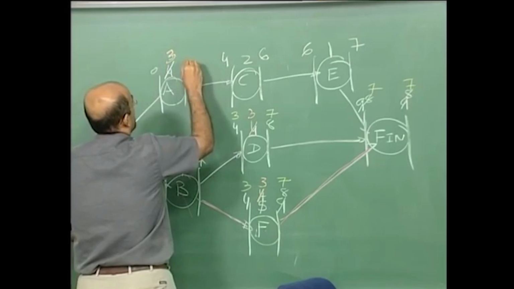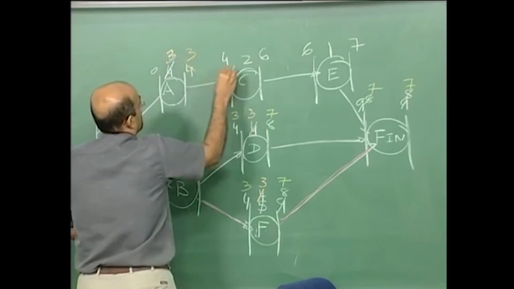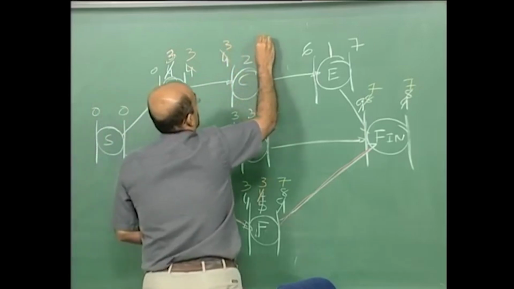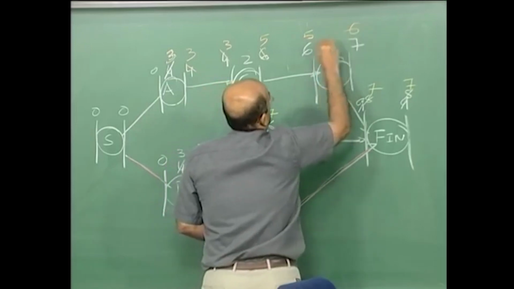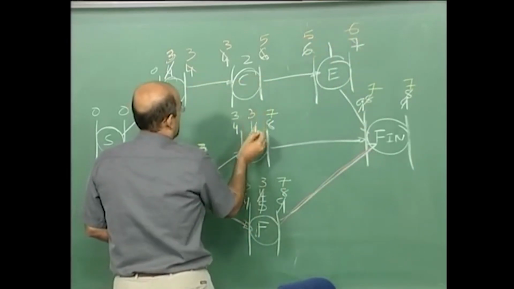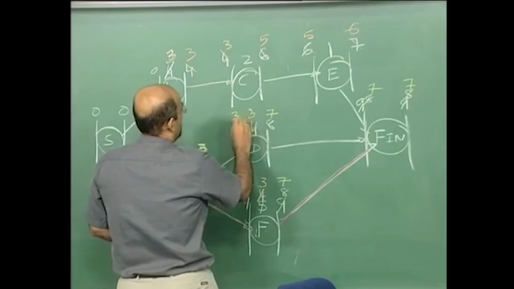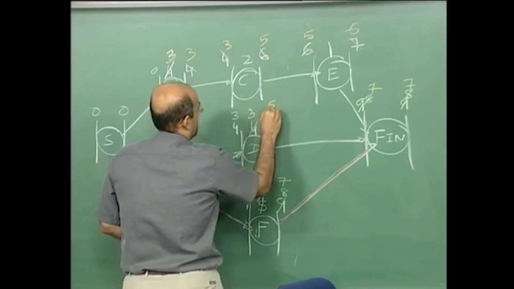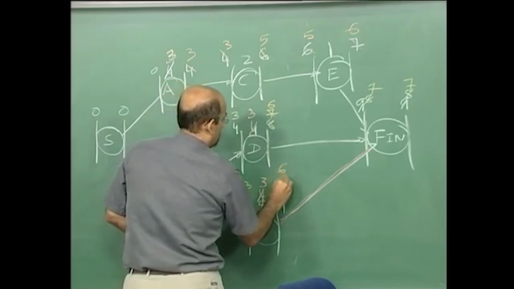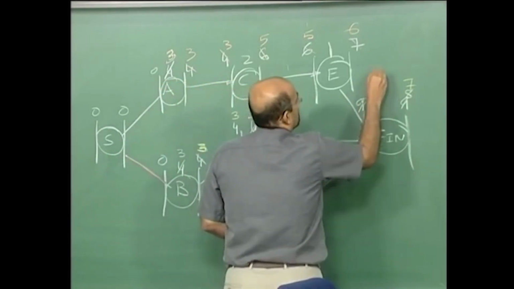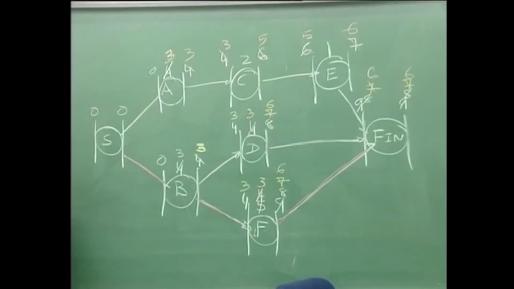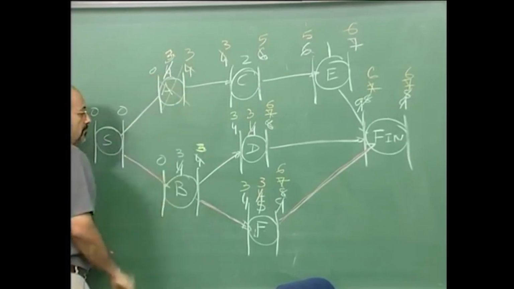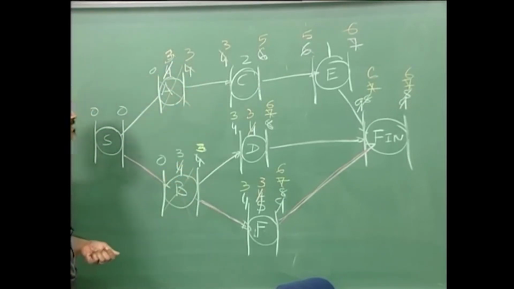So this path becomes 3, 3 to 5, 5 to 6. Okay, so this becomes, nothing changes, only the duration, 3 to 6. Okay, here again 3 to 6, and this becomes 6, 6. So now my A is also fully crashed out, B is fully crashed out. My combinations left, is there anything more possible?